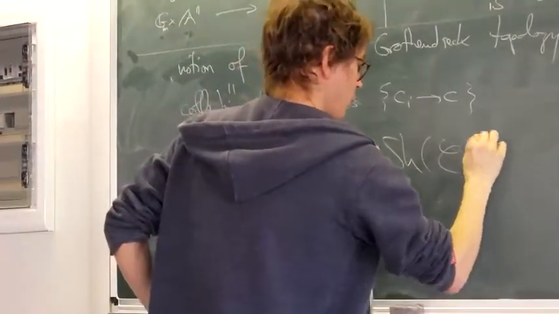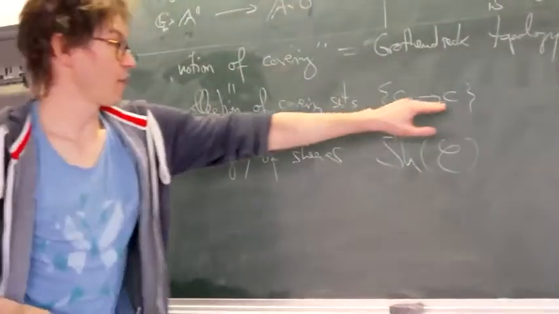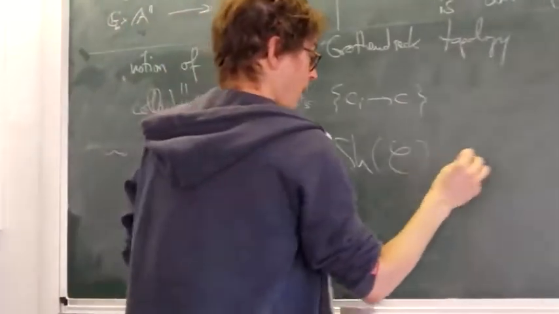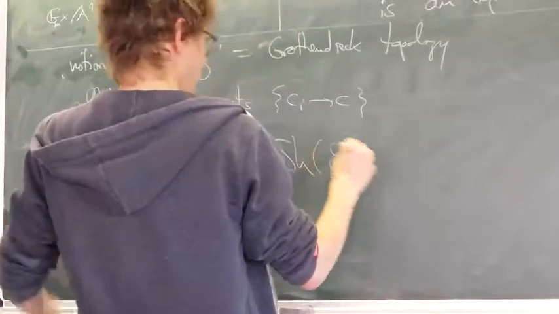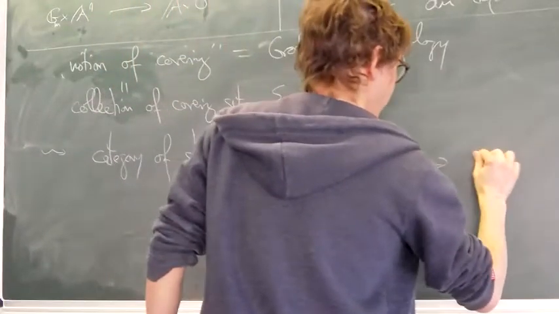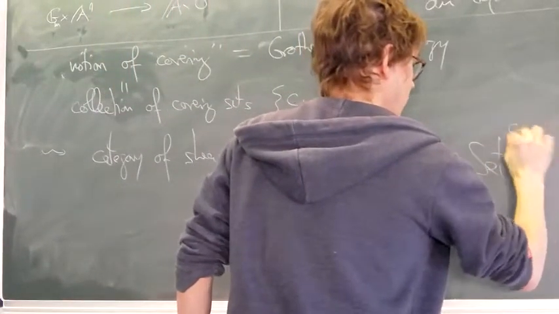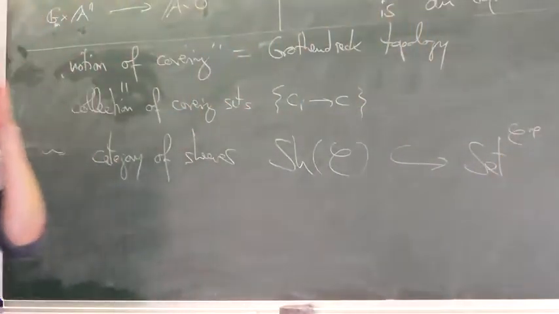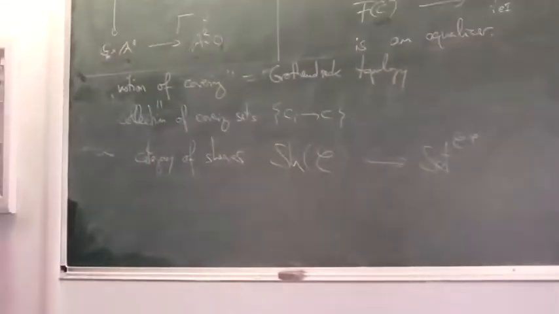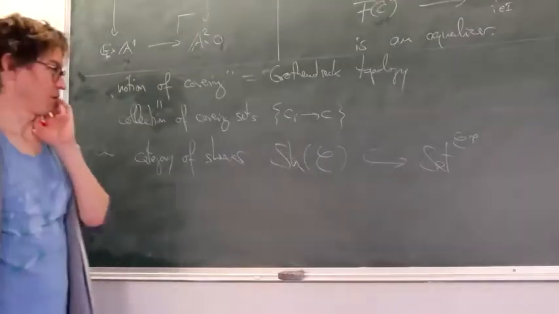Sheaves are on our category C where these maps live. A subcategory of presheaves, which are just functors. Here it is. A bit of controversy.